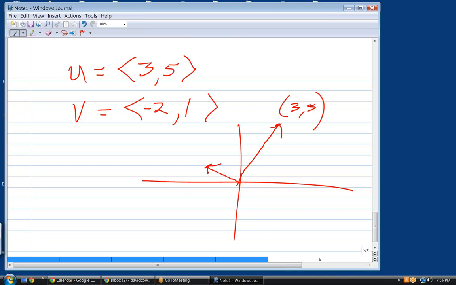Well, I got orthogonal, and that was apparently wrong. No, it's correct. Oh, no, it isn't correct. What has to be true for this to be a right angle? The dot product has to be 0. Okay, what's the dot product here? It's -6 plus 5. Oh. So they're not orthogonal.